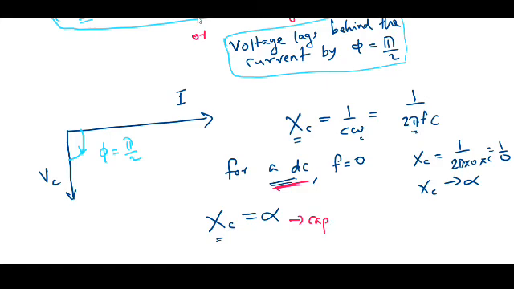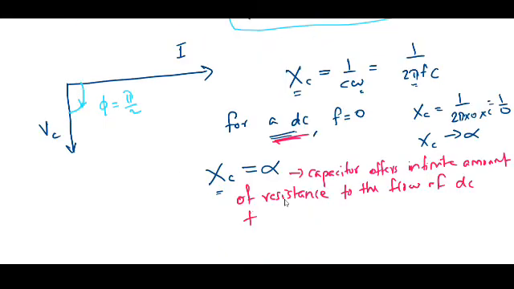This capacitor offers infinite resistance to the flow of DC through it. That is, the capacitor blocks DC. No current flows through the capacitor if a DC is supplied. Fine.